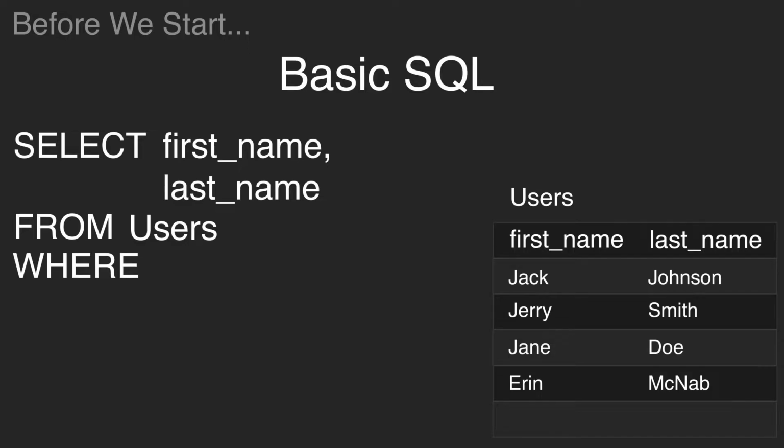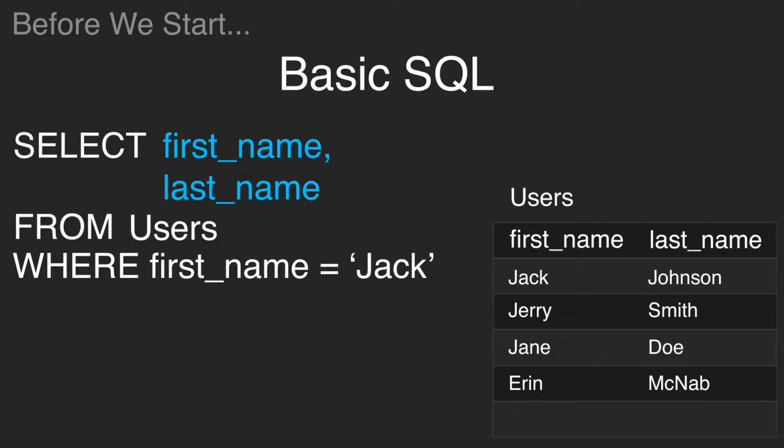You can also use the where clause to specify a column and select only rows where the column that you specified matches the value that you specify. For example, in this statement I'm selecting the first name and last name columns from the users table where the user's first name is Jack.